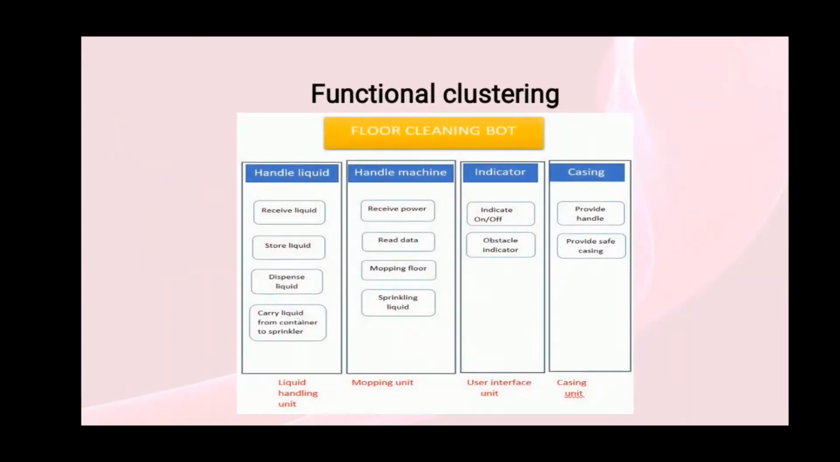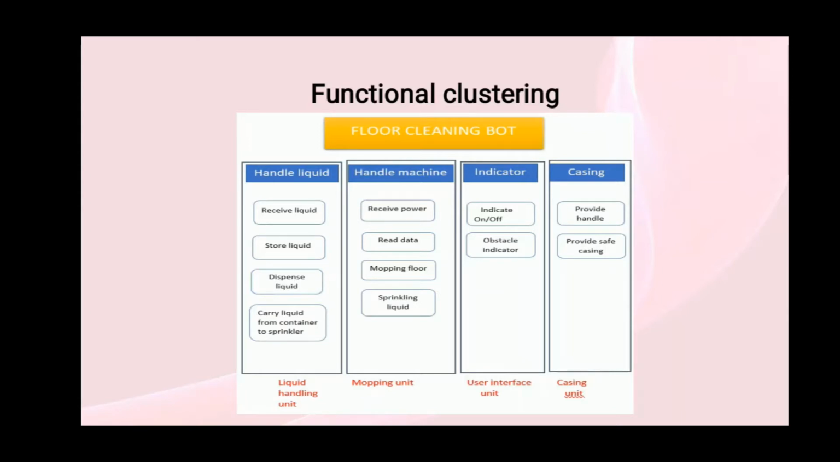Function clustering. After referring to the function tree, we have clustered the functions into 4 subsystems. They are the liquid handling unit, mopping unit, user interface unit and casing unit. Under the liquid handling unit, we are taking care of receiving liquid, storing liquid, dispensing liquid and carrying liquid from the container to the sprinkler.